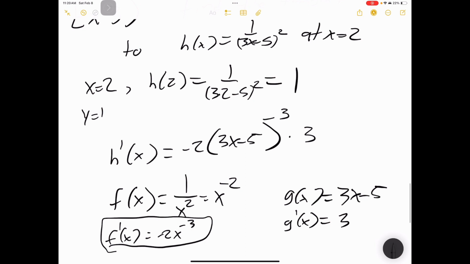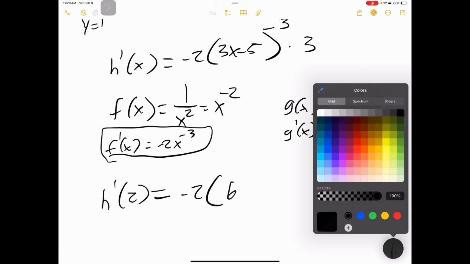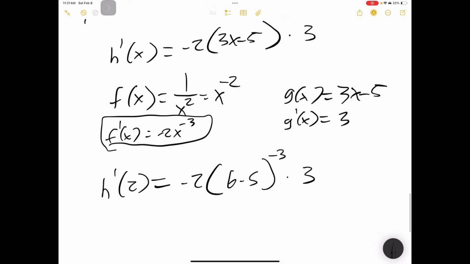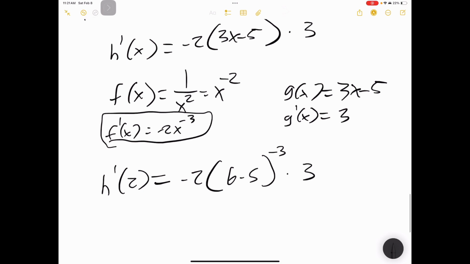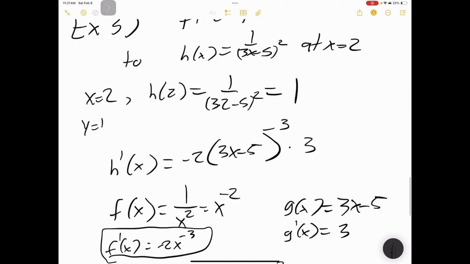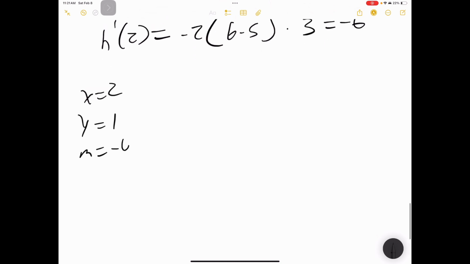Let's find our h prime at x equals 2. h prime of 2 is negative 2 times (6 minus 5) to the negative 3 times 3. Well, 6 minus 5 is 1. 1 to the negative 3 is still 1. Negative 2 times 3 is negative 6. And so what did we just find? We found our slope. So going back up, we have x equals 2, y equals 1, and our slope is equal to negative 6.